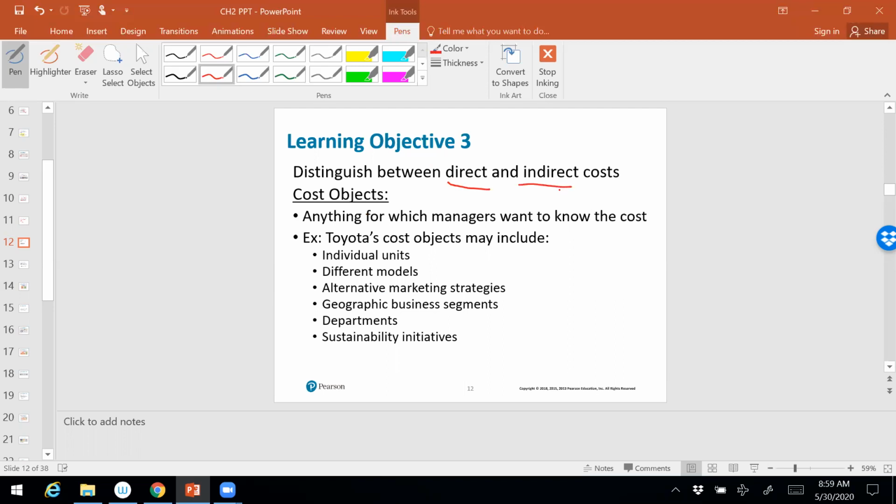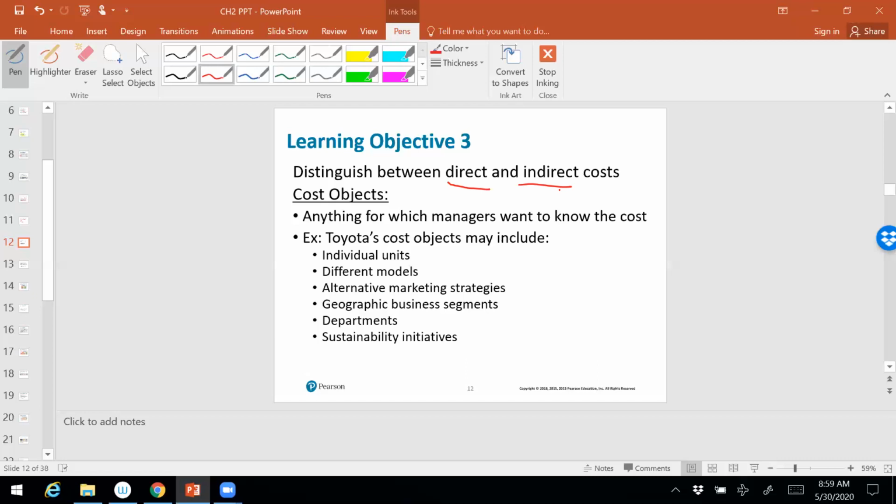From the name, you can kind of get some idea, right? So direct cost is the cost that is direct. Indirect cost is the cost that is not direct, but I didn't explain anything, honestly. So let's look at the proper way to define direct cost and indirect cost.